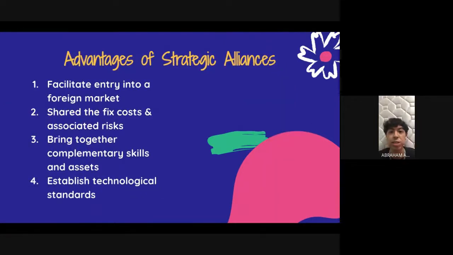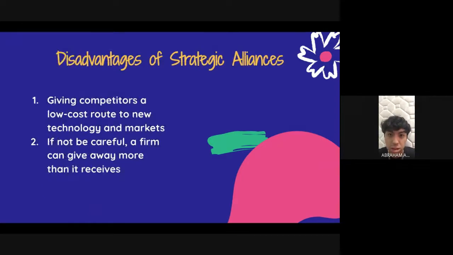Here are some advantages of strategic alliances. The first one is to facilitate entry into the foreign market. The second one is to share the fixed costs and associated risk. The third one is to bring together complementary skills and assets. And the fourth one is to establish technological standards. Next.